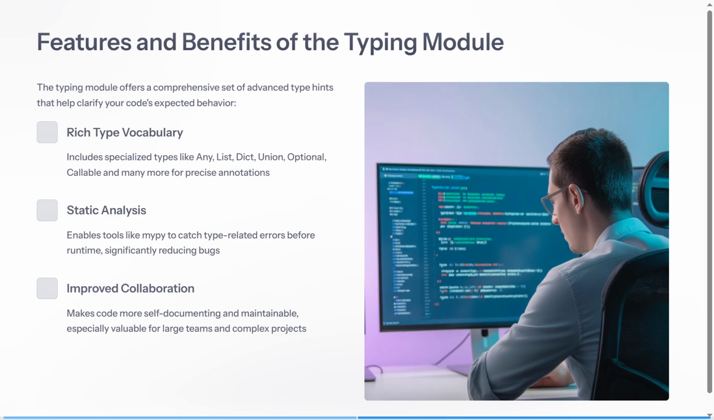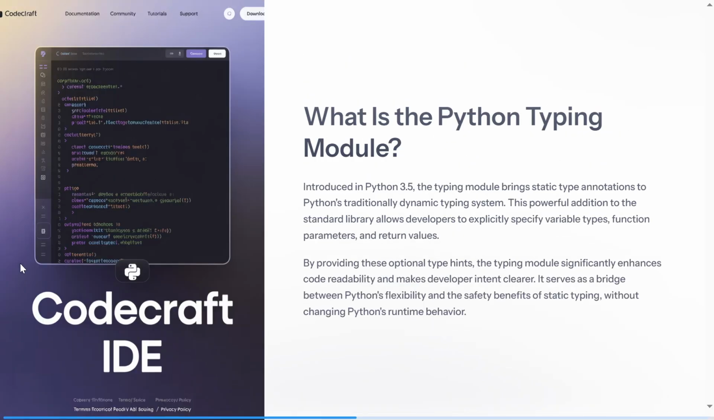for precise annotations. We also have static analysis as a benefit of the typing module, which enables tools like MyPy to catch type-related errors before runtime, significantly reducing bugs in our code. And then we also have improved collaboration, which makes code more self-documenting and maintainable, especially valuable for large teams and complex projects. So that's it for now with the typing module, and its benefits and also what it is.